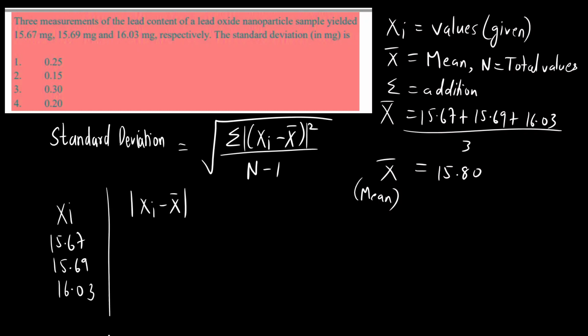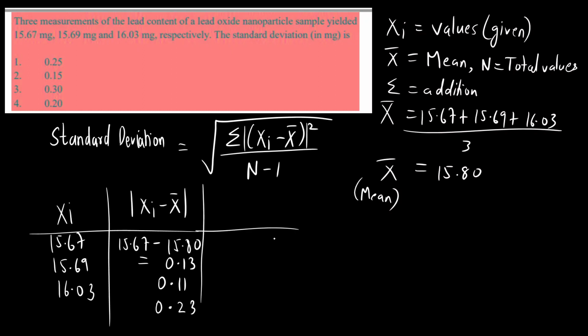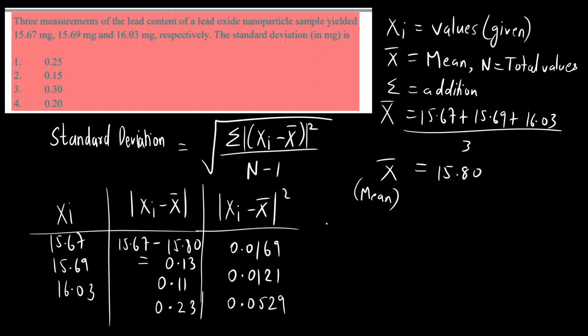Now find the value of xi minus x bar, the mod. Mod means there will be no negative values. So take 15.67 minus the mean value 15.80. Take the mod, this comes out to be 0.13. For the second one it is 0.11. For the third one it is 0.23. Now we have to do the square of this. (xi minus x bar) square will be 0.0169, 0.0121, and 0.0529.